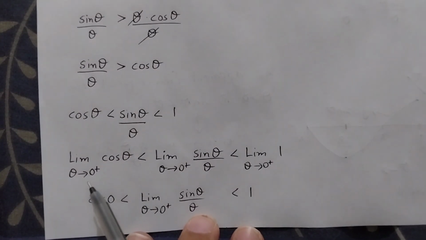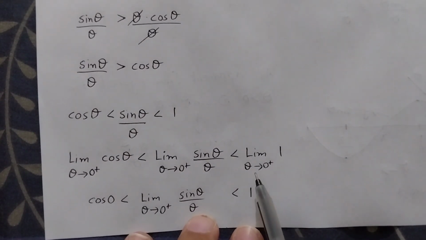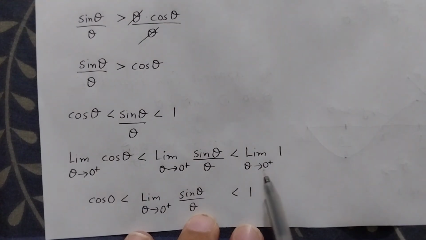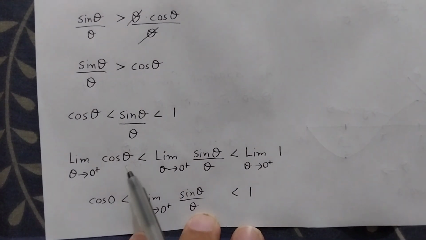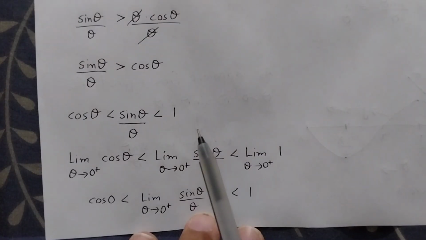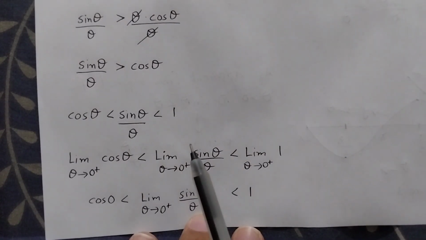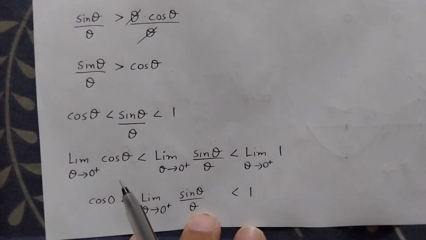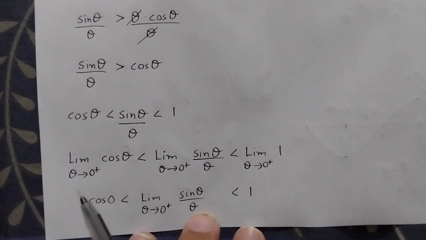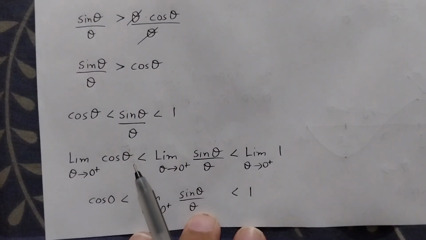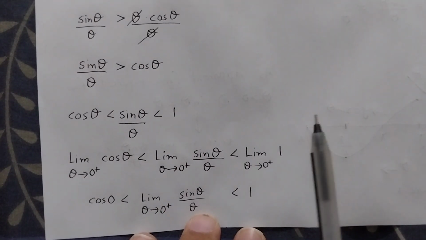This means that theta is approaching 0 from the right hand side, and same with this one, and same with this sine theta over theta. So cos theta is basically a continuous function. It doesn't break at any point, or it is not undefined at any point, I should say. So that means that the value of cos theta at any theta is equal to the limit for that value.